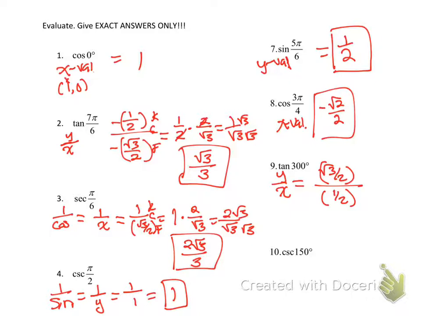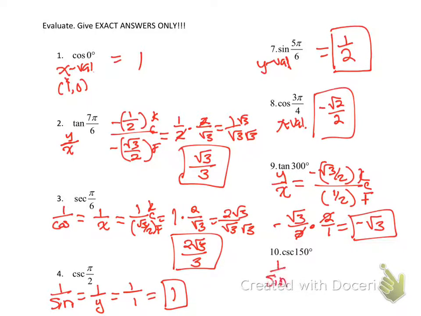In quadrant 4, where 300 lies, x is positive, y is negative. So I'm also going to put a negative with that one. And then I have to remember how to divide fractions. Keep, change, flip. So this is just negative root 3. Okay?